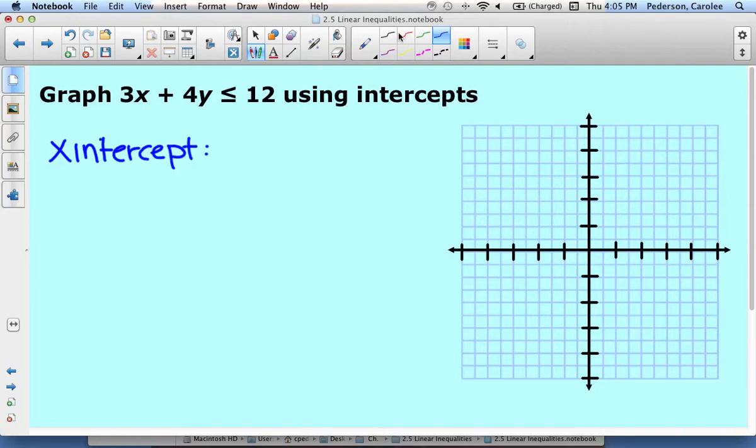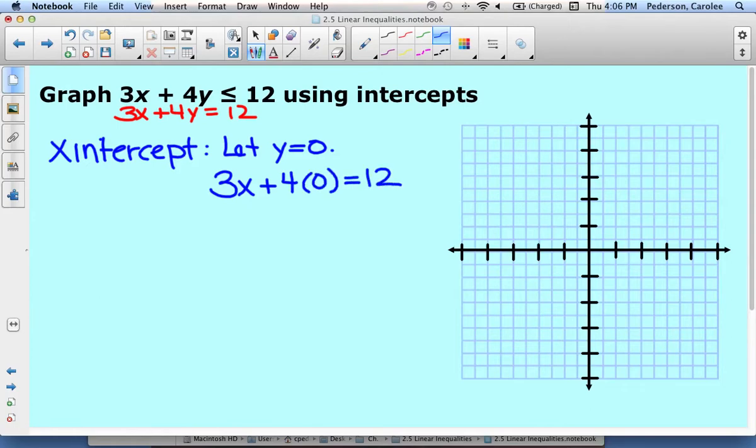So I'm going to just convert this to an equation. So 3x plus 4y equals 12. And if you remember, how we find x-intercepts is we're going to let y equal 0 and then solve for x. So 3x plus 4, now I replace that y with 0. And now I solve this blue equation for x. So 3x, 4 times 0 is 0. And now divide both sides by 3. So 12 divided by 3 is 4.